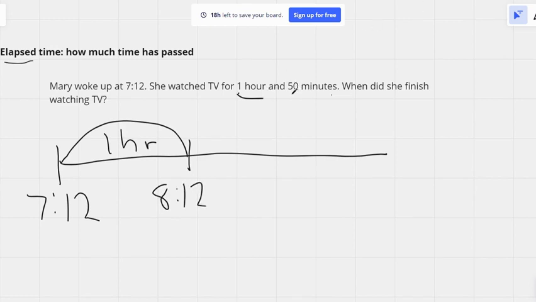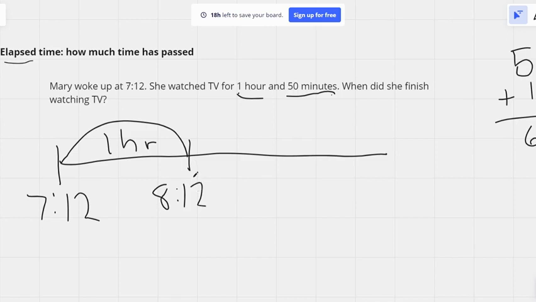Now I need to do 50 minutes. And I can't just do a jump that's 50 minutes because if I add 50 plus 12, that's going to give me 62. And we know, because of what we know about time, that 8:62 is not a time, right? Each hour is 60 minutes. So once you get to 59, once you go to the next minute, it's going to be the next hour. So I'm going to figure this out on my number line.